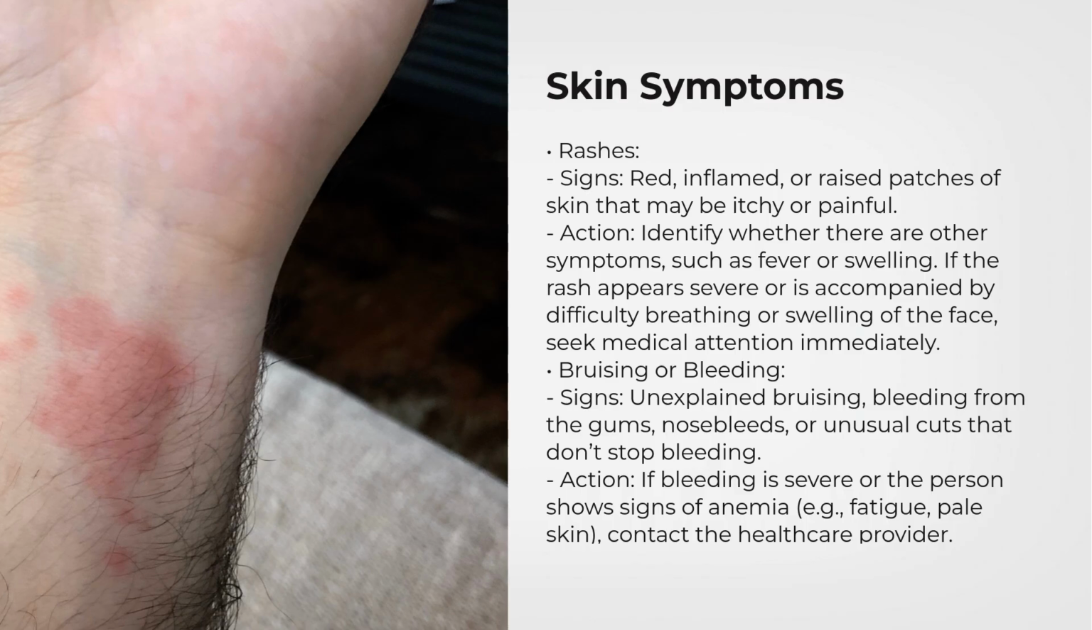Bruising or bleeding. Signs: unexplained bruising, bleeding from the gums, nosebleeds, or unusual cuts that don't stop bleeding. Action: if bleeding is severe or the person shows signs of anemia, e.g., fatigue, pale skin, contact the healthcare provider.